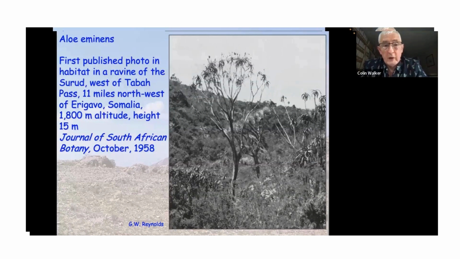So this is the first published image of it. Well, Reynolds called it Aloe eminens. So he published that tree aloe in the Journal of South African Botany in 1958 with this black and white photograph.